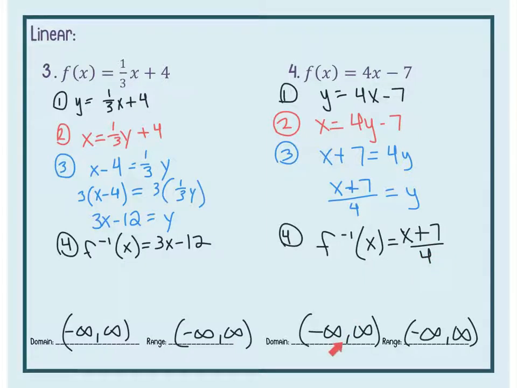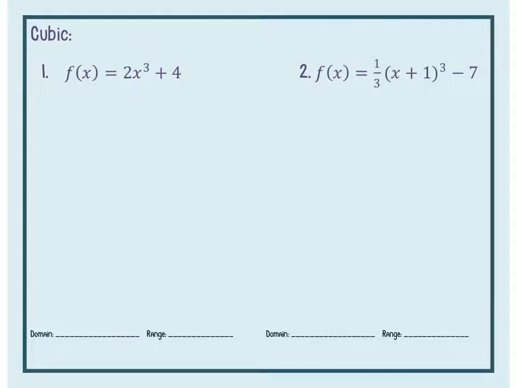Remember that for linear, your domain is always negative infinity to infinity for domain and range, and that's for the function and the inverse. Okay, so that's all for linear for today. I'm going to jump to cubic. Well, why did I leave out quadratic? Because that's where in video 1 I saw the most struggles and the most questions and problems with quadratic. So I'm going to focus more on that today.